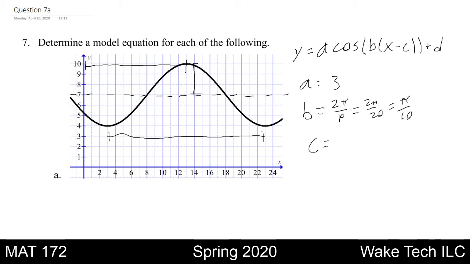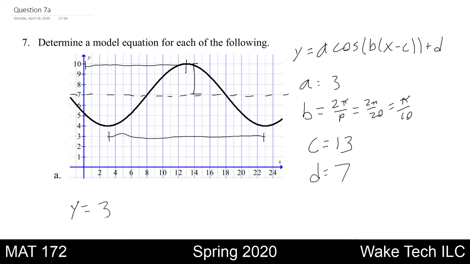C here is the phase shift from 0. Notice that our maximum occurs all the way over here, when usually for a cosine it starts at 0, so it's been phase shifted 13. And finally, D, the y value of our midline, is 7. And the midline can also be found, if not visually, as the halfway point between the y values of the minimum and the maximum. Let's put all this information together to create our final equation.